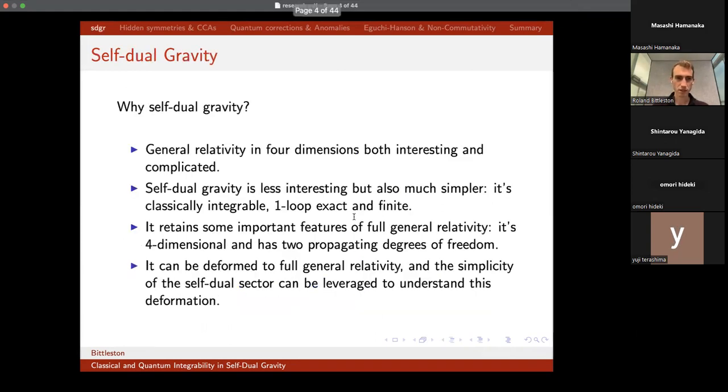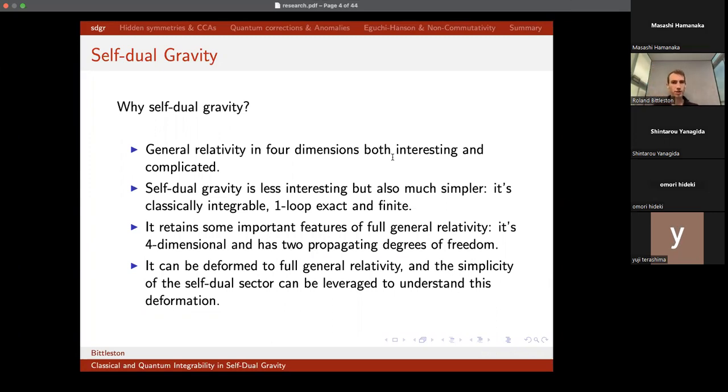Okay. So first, before perhaps explaining what I precisely mean by self-dual gravity, I want to just motivate why I should think about something like this at all. So general relativity in 4 dimensions is, of course, very interesting. It describes the gravitational sector of our world, at least at energy scales that we can experience. But unfortunately, it's a very complicated theory. For example, it's non-renormalizable, and its amplitudes are difficult to compute. They have a lot of rich structure.